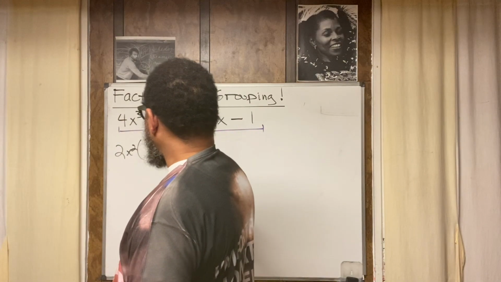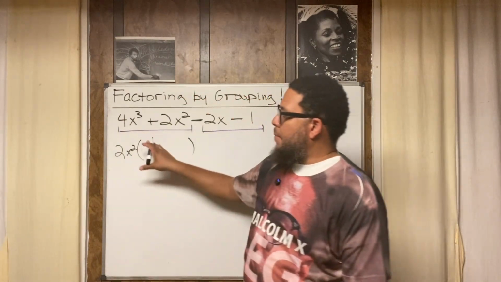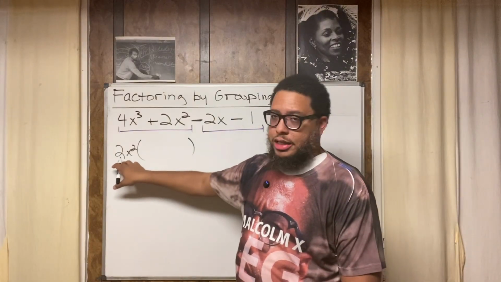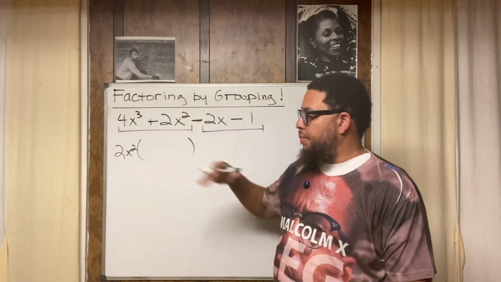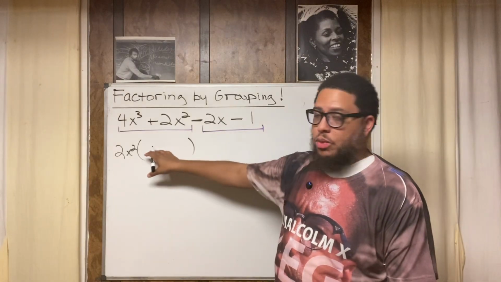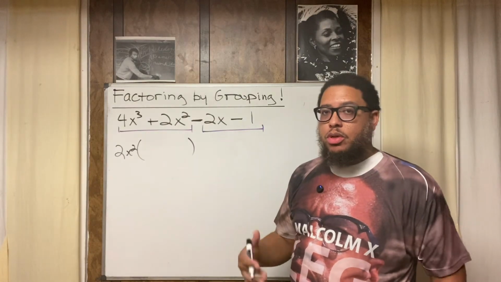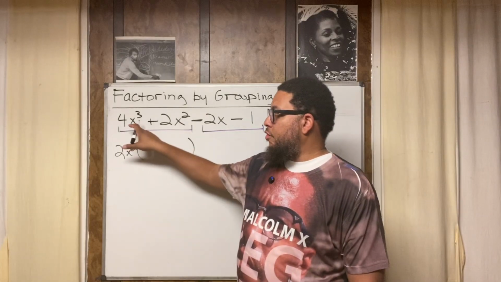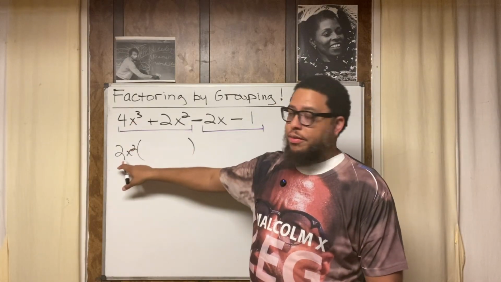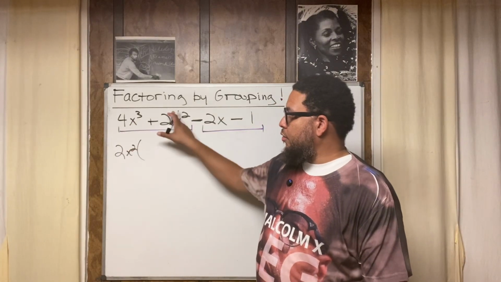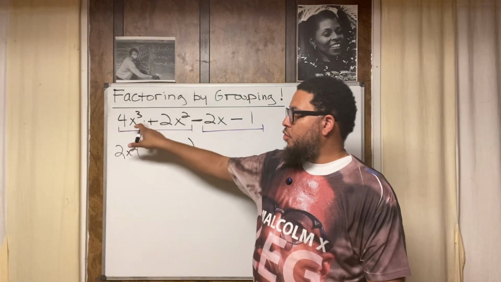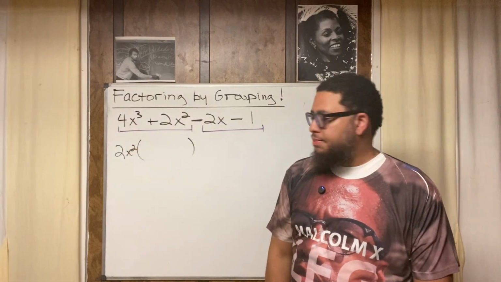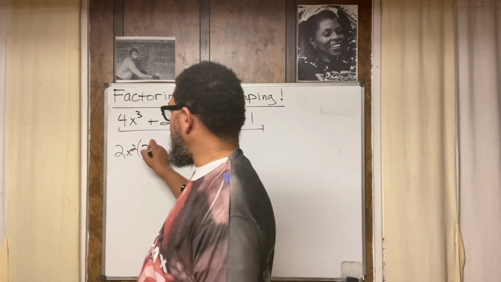Then I write parentheses like this, because I'm going to have a binomial, right? That this GCF gets multiplied by, and this whole expression will be equivalent to what I started with, right? So now, how do I get what goes in here? They're quotients. Quotients of what, though? When I divide the original term by the GCF. Those quotients go here and here. So what's 4x cubed divided by 2x squared? That's going to be 2x.